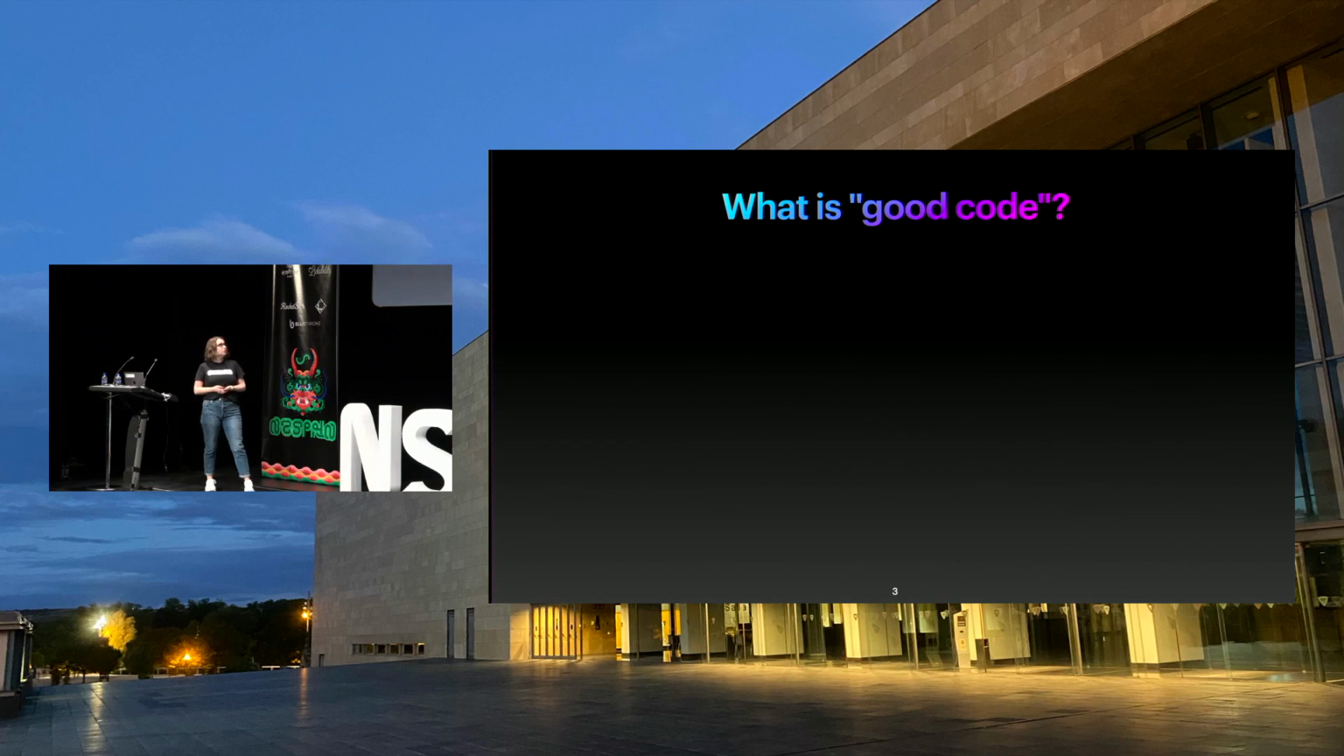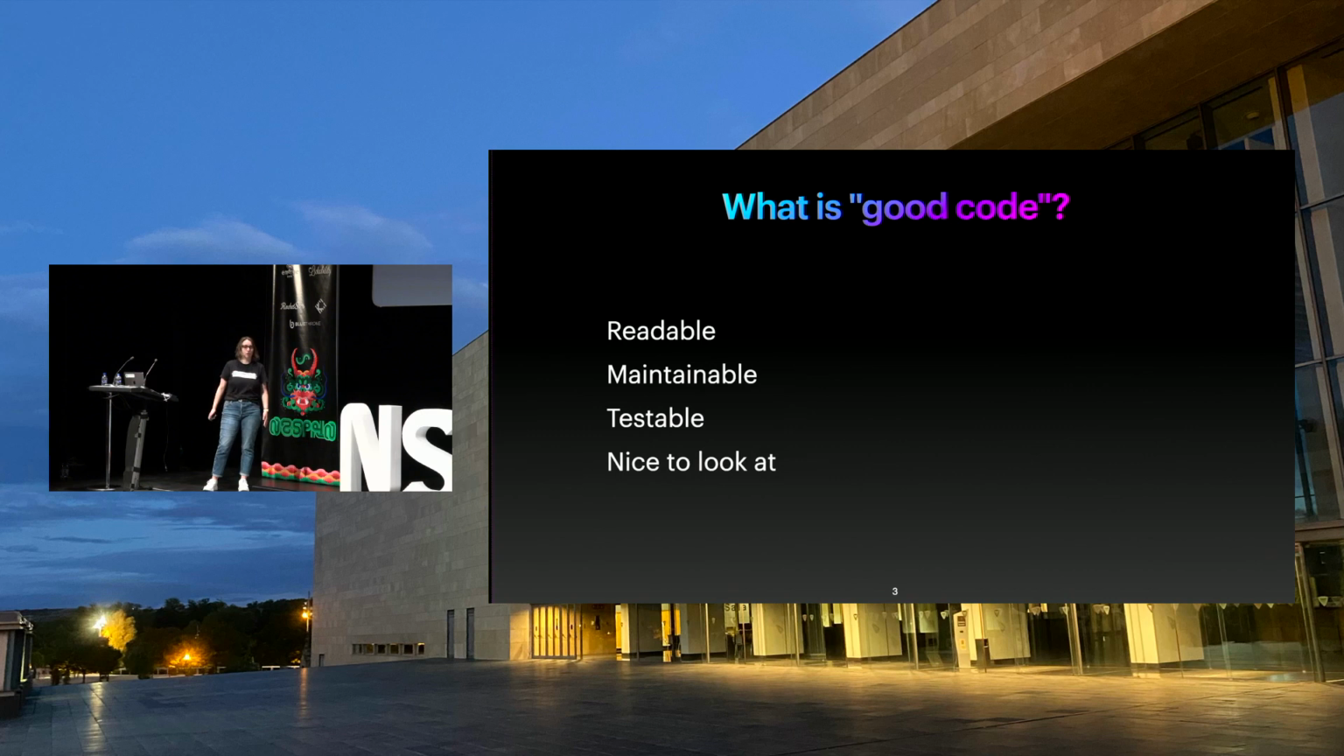So first of all, let's talk about what is good code. What do we mean by that? Usually we mean that good code is readable, meaning that it's easy to understand and easy to navigate around. Then good code should be maintainable, meaning that it's easy to change. It should be testable, meaning that it's easy to verify using automated tools such as unit tests and integration tests. And it's nice to look at, which is subjective for different people and different teams.